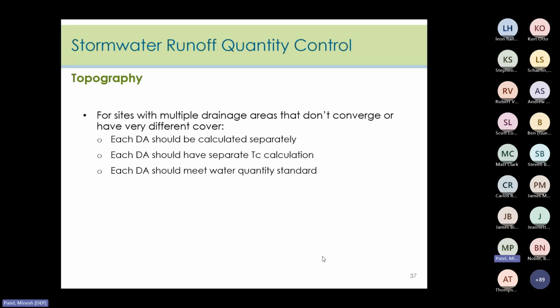It's very important to understand that each drainage area needs to be calculated separately. The reviewer should see the following calculated separately for each drainage area and must check the calculations for each drainage area. You should not assume that if one calculation is correct, then the rest are correct as well.